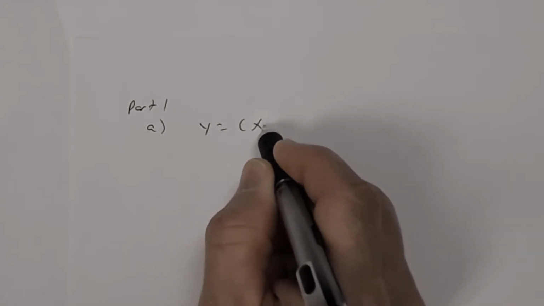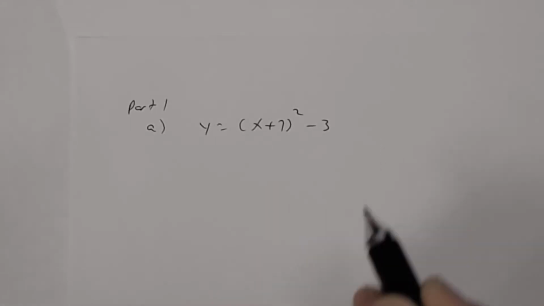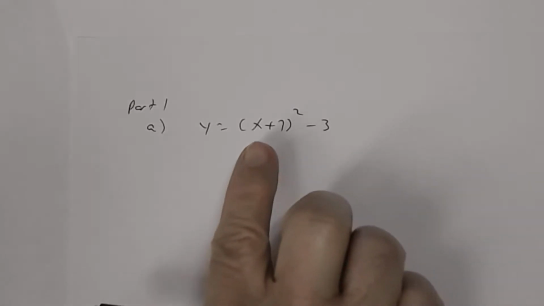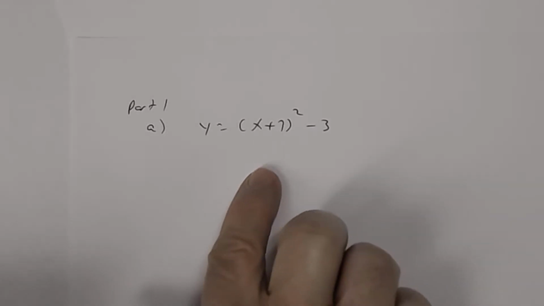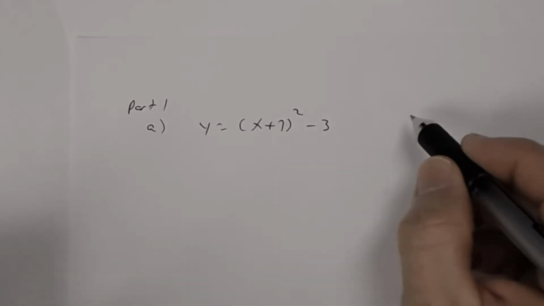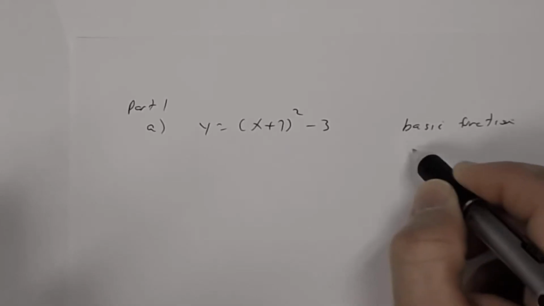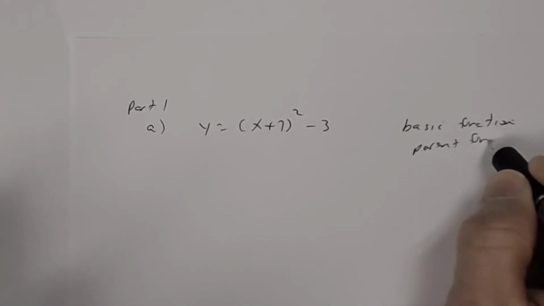Here's number one. We want to eventually graph y equals. This is part one, letter A. y equals (x plus 7) squared minus 3. All right, listen to how it needs to look. Notice that first of all you have to determine what your parent function is, your parent or basic function. So I need you to tell me what is the basic function or the parent function. Same thing.